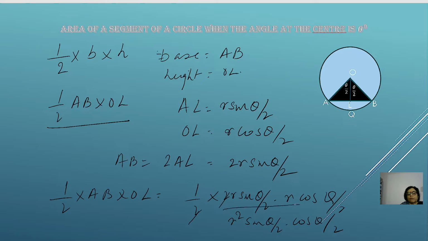So this is the formula for area of the triangle when the angle at the center is some other angle apart from 60 and 90 degree. But here we have used a trigonometrical function, so you must know the value of the angle theta over here.